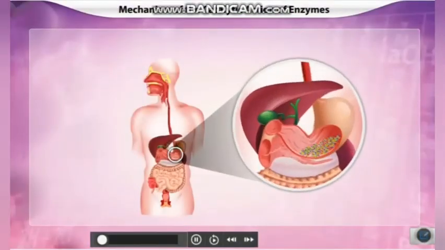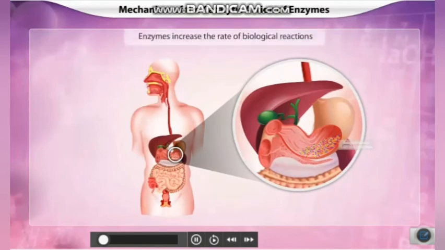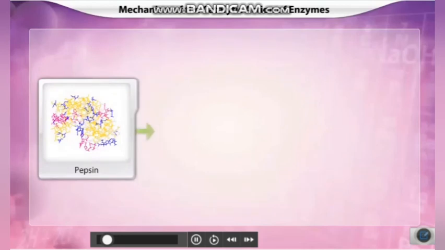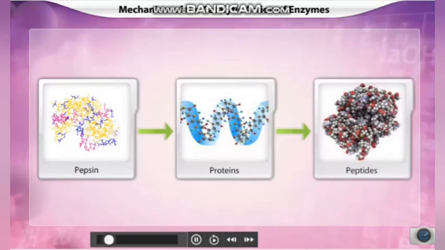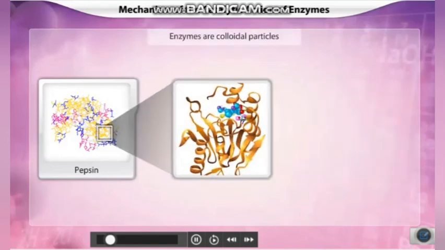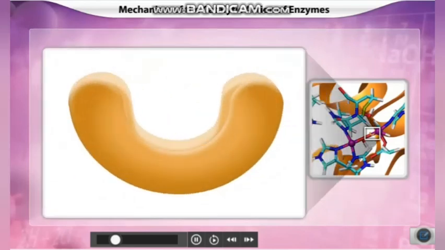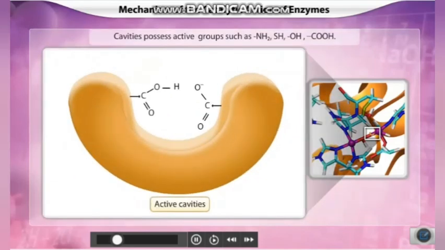Enzymes are globular proteins which have a catalytic action. They increase the rate of biological reactions. For example, in the stomach, an enzyme called pepsin acts as a catalyst and helps convert proteins to peptides. All enzymes have a high molecular mass and are colloidal in nature. On the colloidal surface of enzymes, there are multiple cavities called active cavities. These cavities possess different active groups such as NH2, SH, OH and COOH. Such sites act as the active centers on the surface of the enzyme particles.